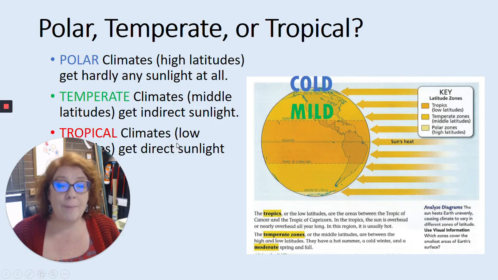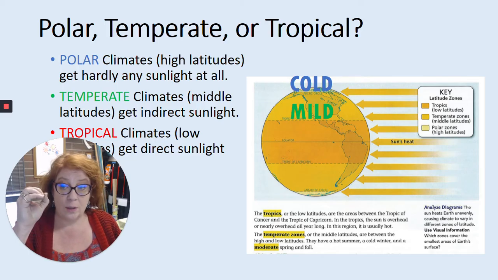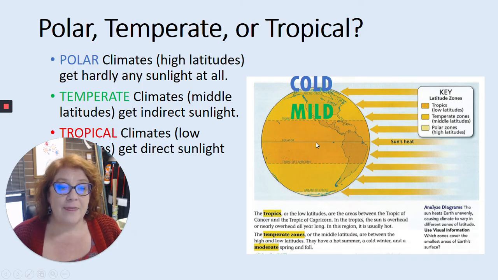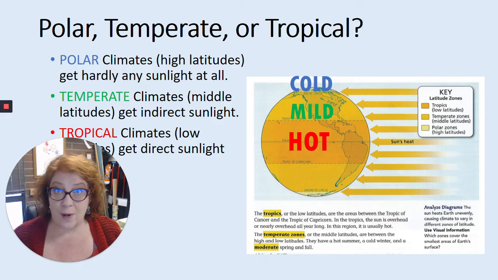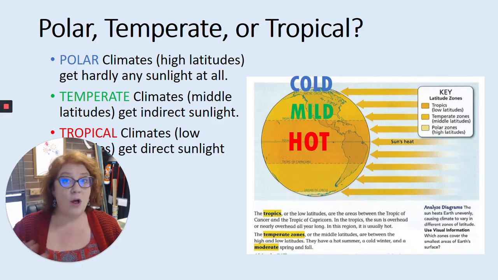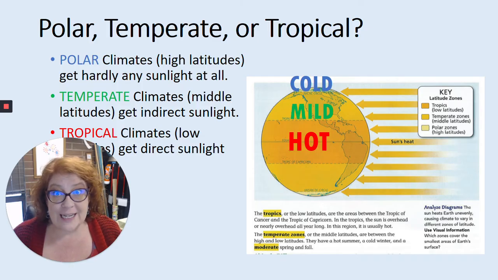Now, tropical climates we call the low latitudes. We call them the low latitudes because they're right here along the equator. And do you remember what number goes with the equator? 0. So all of the numbers that start at 0 and go up to here, those are called the low numbers or the low latitudes. The low latitudes get all the direct sunlight. They get all the sunlight. That means it's hot there.